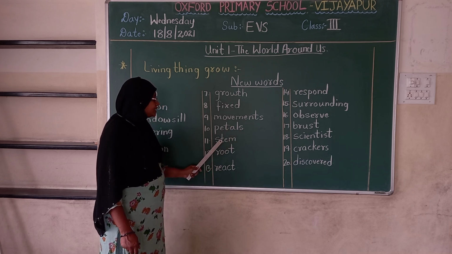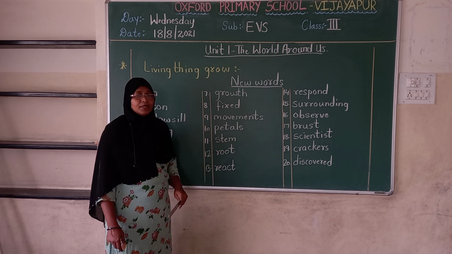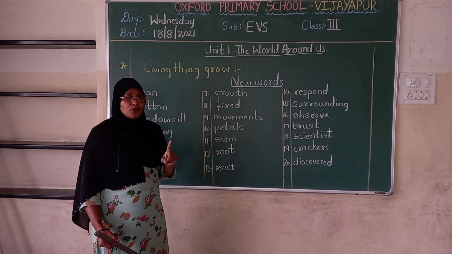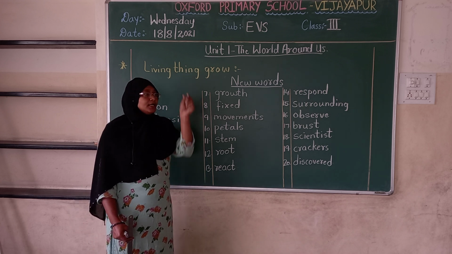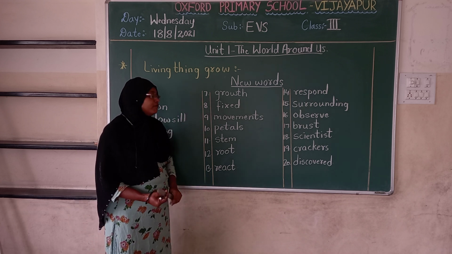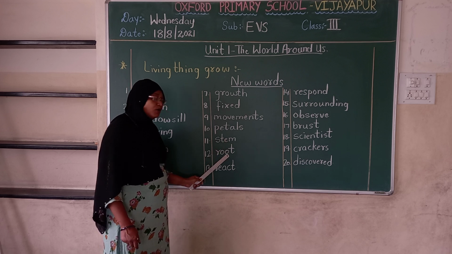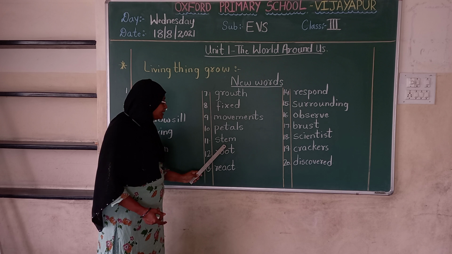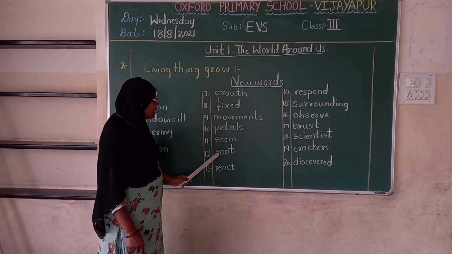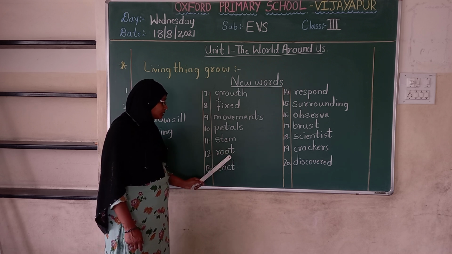Stem. S-T-E-M, stem. You know, in first standard you have drawn the plant. In second standard also you have drawn a plant. The middle part, we call stem. Roots. Roots are under the ground. Stem is above the ground. R double O T, root.